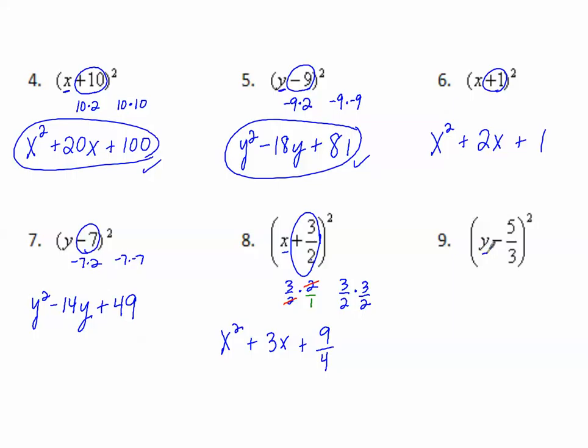Finally, y is the variable. Y squared, 5 over 3, negative 5 over 3 times 2. Well, 2 over 1. So that's negative 10, and 3 times 1 is 3. Y is the variable. And negative 5 over 3 times negative 5 over 3. 5 times 5 is 25. 3 times 3 is 9. Did you get it?